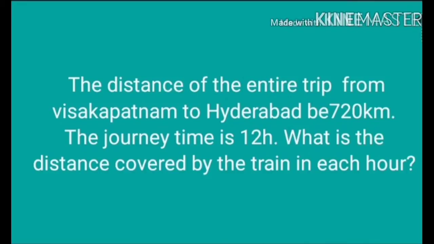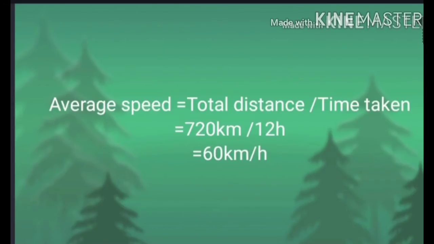The journey time is 12 hours. What is the distance covered by the train in each hour? It is equal to 720 km by 12 hours, equal to 60 km per hour. The formula of average speed is total distance by time taken. So 720 km by 12 hours equals 60 km per hour.